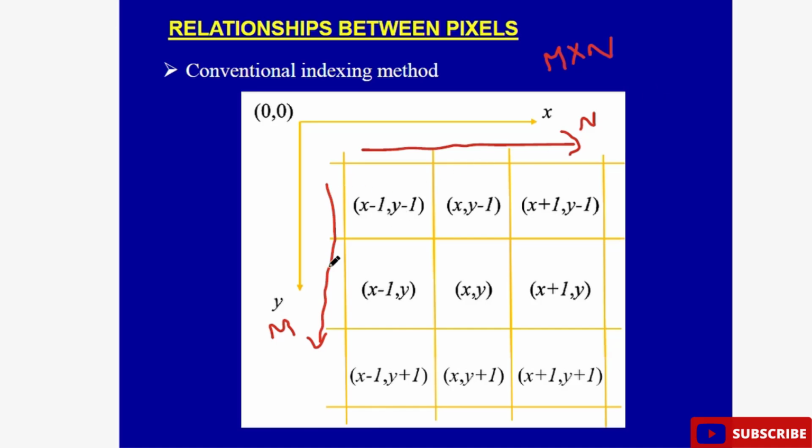See this indexing method. Suppose you take x comma y as the reference pixel. If you take this pixel, the column is the same, so x is the same, but the row number is decreasing, which means y is decreasing, so the pixel is represented with x comma y minus 1. If you see this pixel, same column but the row increases, which means y increases, so it is x comma y plus 1. In a similar manner, you can get all these pixel notations.